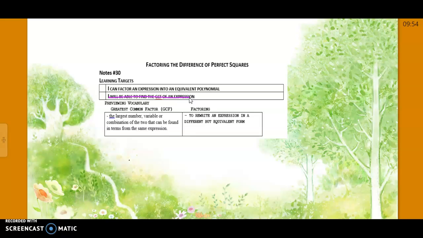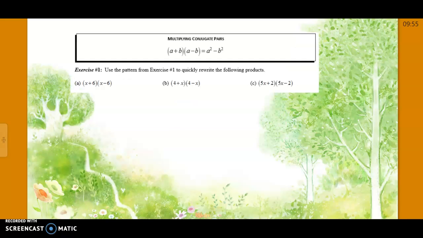And I did put this in the Learning Targets page in the module, so you can go to that if you'd like to see it. What we're going to be doing here is taking conjugate pairs and rewriting them as the difference of two perfect squares. But first, we revisit the multiplying topic. Now, we touched on this with lesson number 28. So that would have been last Friday, where this was the easy way to do this.